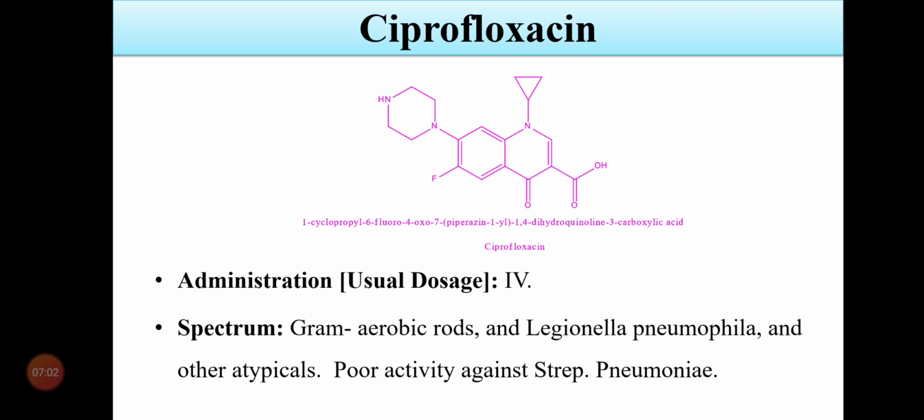Then we will see ciprofloxacin. Ciprofloxacin is administered by IV route. The spectrum of activity: ciprofloxacin is active against gram negative aerobic rods, Legionella pneumophila, and other atypicals. It is poorly active against Streptococcus pneumoniae.